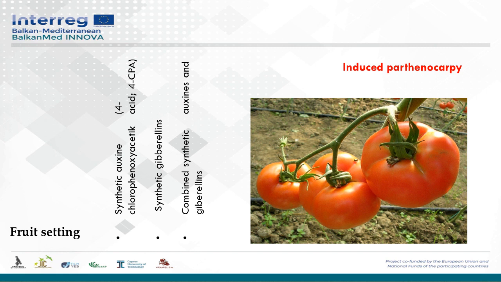It can absorb a lot of water, and in many cases can be the start of some fungal diseases, like for example botrytis. In addition to synthetic auxins to induce the parthenocarpy, synthetic gibberellins or combinations of synthetic auxins and gibberellins can also be used. Of course, this is an intervention which might have some consequences, and there are also some concerns of the consumers regarding the safety of using these products in fruit setting.